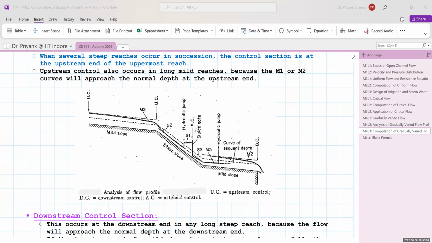And what is an artificial control? Artificial control is obtained by inducing a structure such as a sluice gate, dam or weir, and that is an artificial control. So here we can see all three types of control sections.